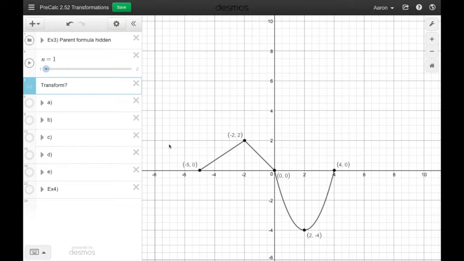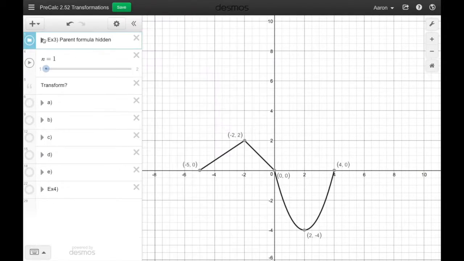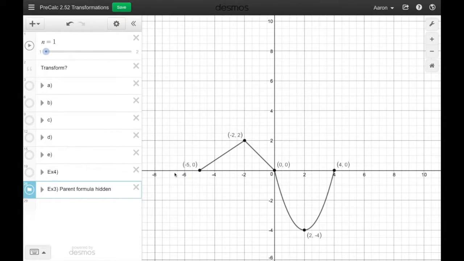All right, good people, this is section 2.5, day 2, transformations. So here we're going to be given an example where the parent formula is actually hidden. We don't have the function here, we just have points. Let me show it to you real quick. Oh my gosh, look at this crazy thing. Isn't that absurd? Well, we're not even going to be using it, so don't worry about it. What we're going to be doing is taking this parent function and then transforming it somehow.